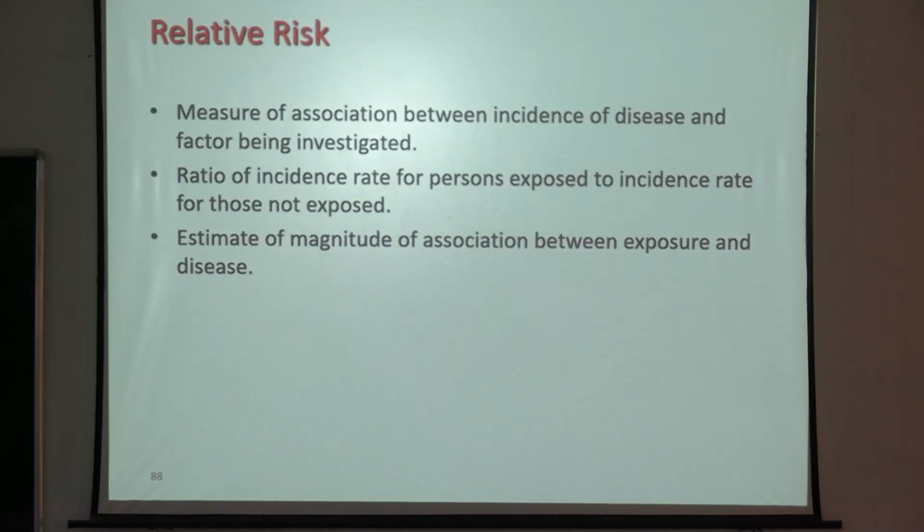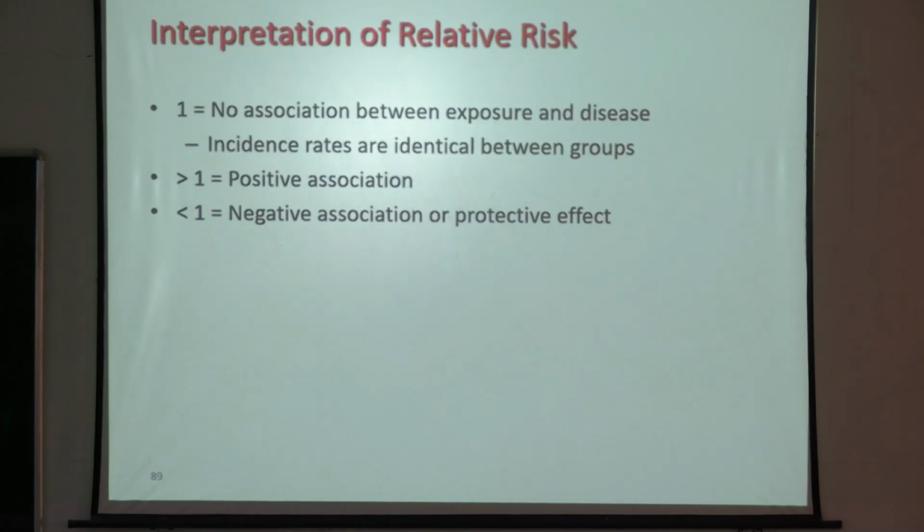Relative risk is a measure of association between incidence of disease and the factor being investigated. In interpretation, 1 means no association. If it is more than 1, there is a positive association, meaning the disease could be due to this factor. Negative association means a protective effect. For example, vaccination against HPV: after 5 years you find the incidence of cervical cancer has decreased, so the relative risk will be less than 1, meaning it has a protective effect.